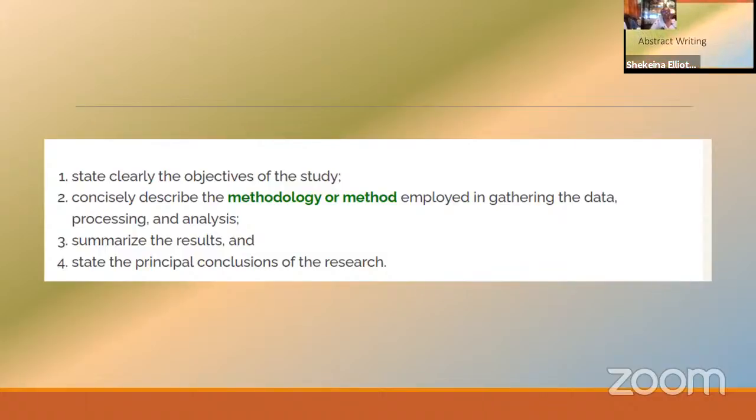So it says you state clearly the objectives of your study, as the purpose of it. Concisely, you are going to describe the methodology that you would have used. So in a nutshell, I would have used a quantitative, systematic methodology. Briefly, you state how that method was used to gather the data, how you would have analyzed your data, processing it also. Then you talk about just the summaries of the results.